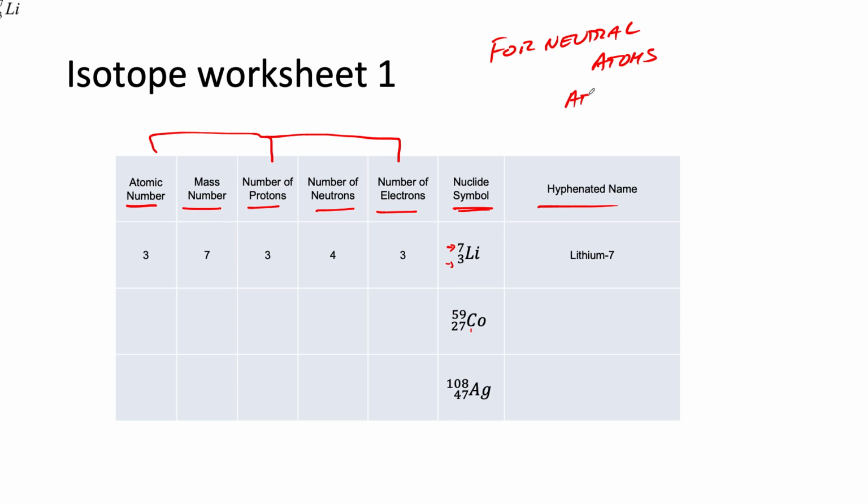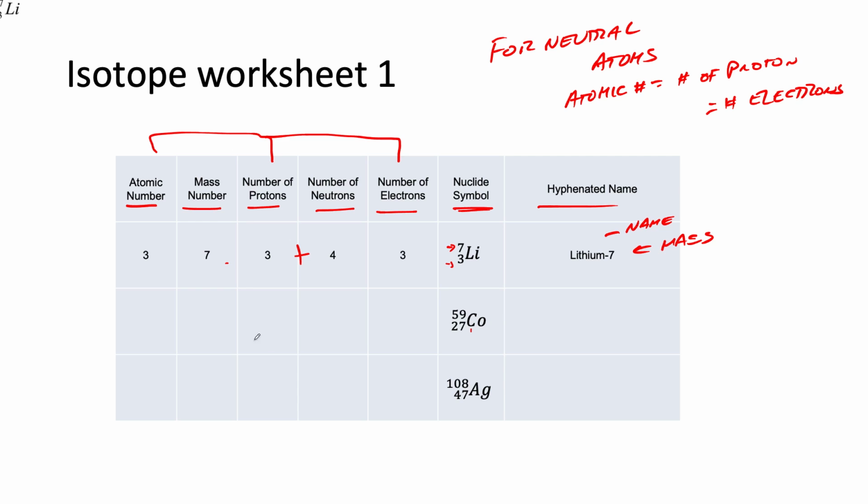For neutral atoms, atomic number is equal to number of protons, and then equal to the number of electrons. It should be real easy. The mass number is protons plus neutrons. So protons plus neutrons gives me a mass number. And then you write the hyphenated name with its name, lithium, and then the mass number. So the name and then the mass.